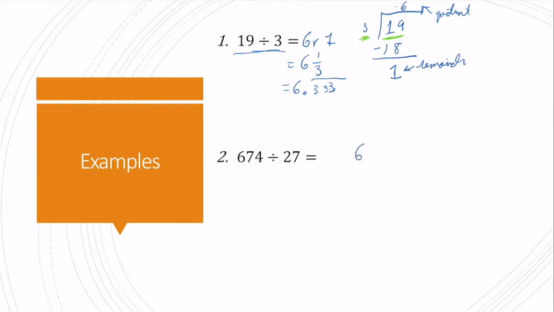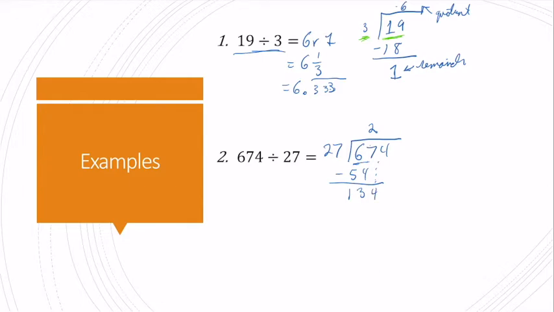All right, let's take 674 divided by 27. Okay, so how many times does 27 fit into 6? Well, it doesn't, so now I have to look at 2 digits. How many times does 27 fit into 67? I'm going to say twice. 2 times 27 is 54. I need to subtract this. 67 minus 54 is 13. I then pull my next digit down.